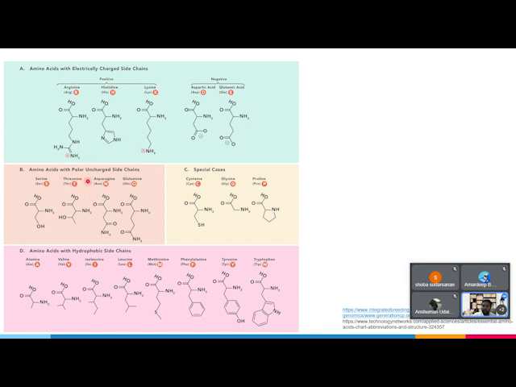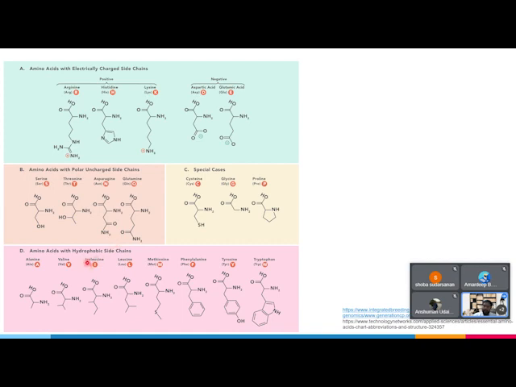The next division is where we have polar uncharged side chains, that is, we have partial distribution of charge but not a positive or a negative charge. These include serine, threonine, asparagine and glutamine, which have polar OH groups or amide groups present on their ends, which give them the polar characteristic, but these are uncharged.